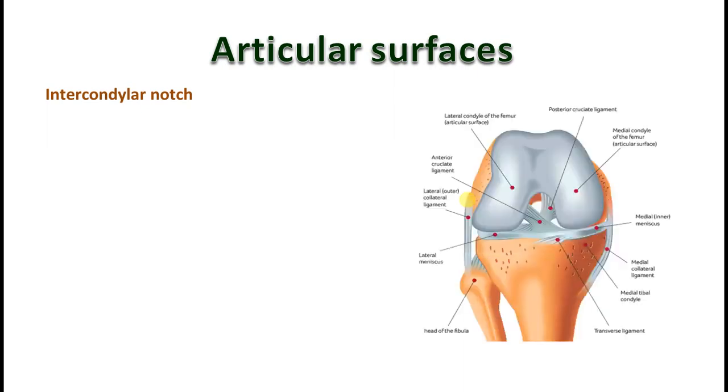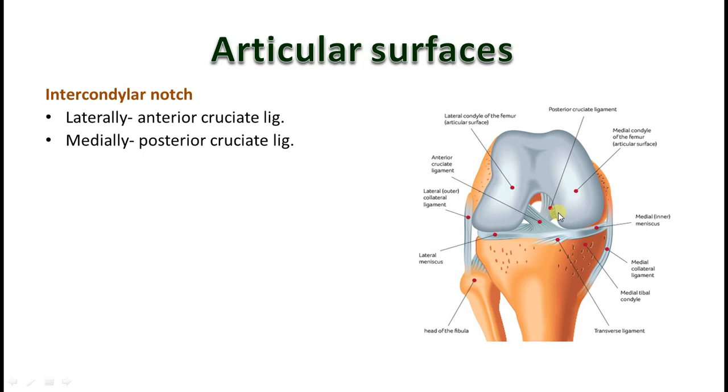Now coming to the intercondylar notch, which is present between the two condyles. To the lateral part of the medial condyle, the anterior cruciate ligament is attached, and to the medial wall of the lateral condyle, the posterior cruciate ligament is attached. They are like crossing each other. That is why it is called the cruciate ligament. Are you able to understand?